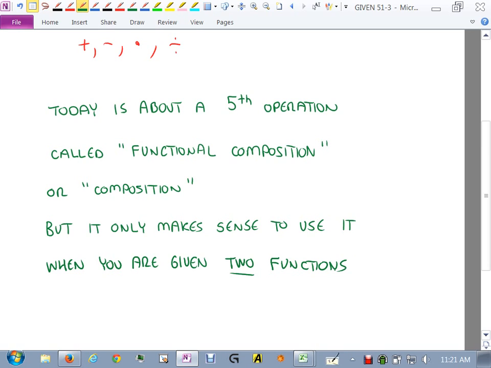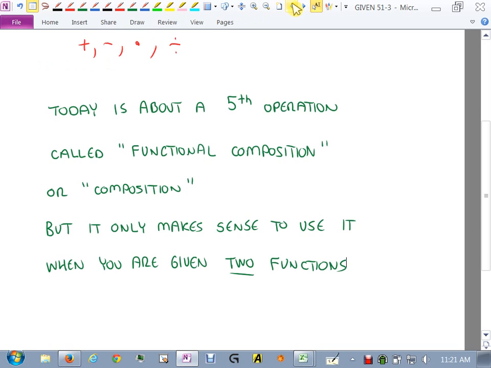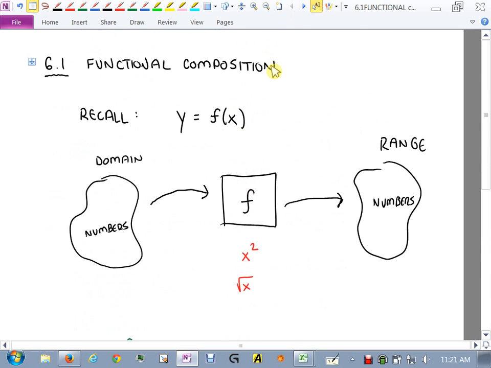I'm going to start with the visual, okay? And then from there we'll get into the notation. So first the visualization of this. I'll make this my next note. Actually, let's go back and make everything I just said, when I said recall, 6.1.1.